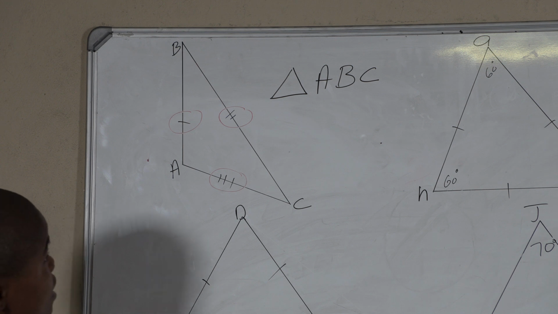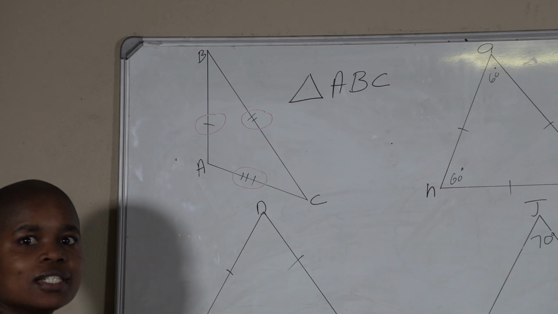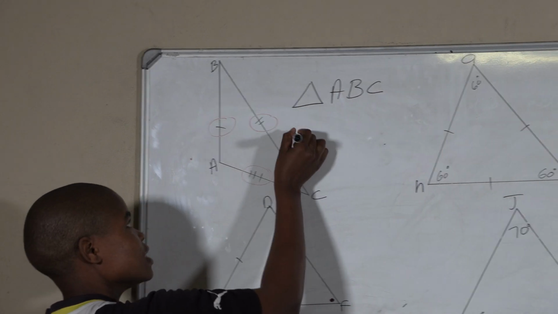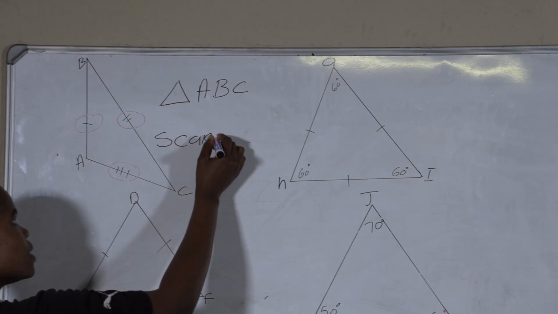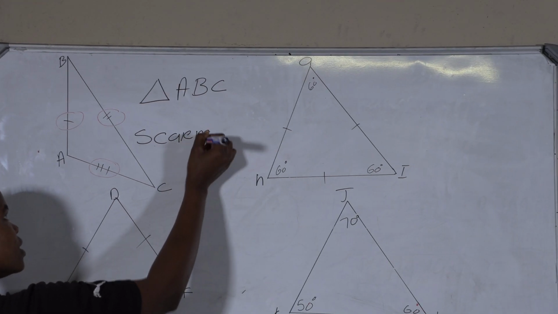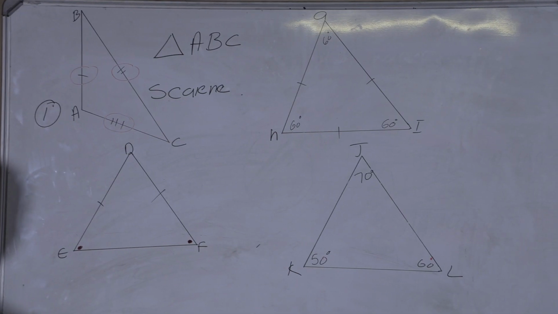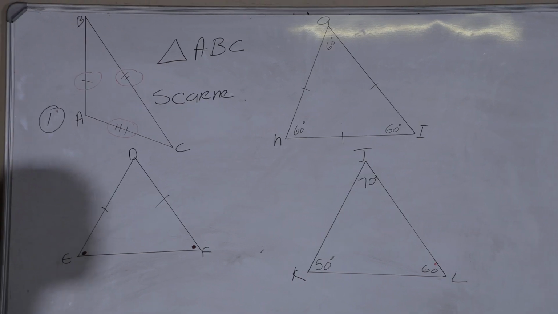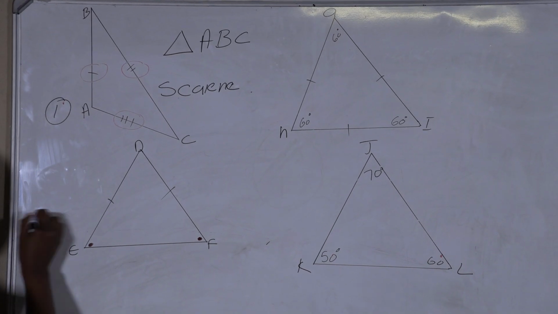And then this type of a triangle that has got unequal sides, we call it a scalene. All sides are not equal. It's a scalene triangle. That will be triangle number 1, and we move on swiftly to the second triangle.